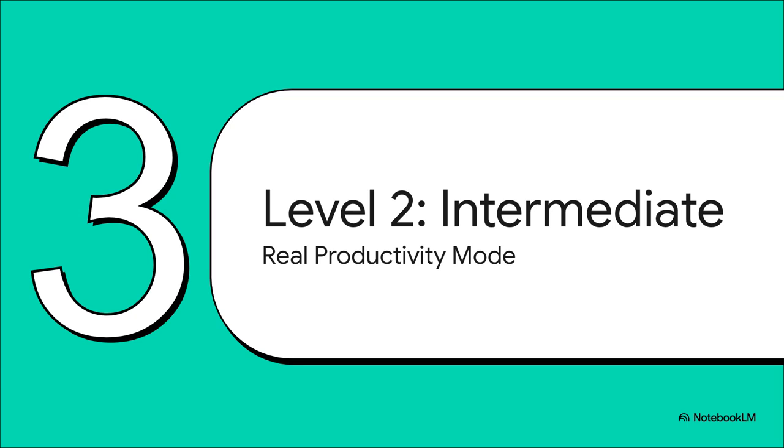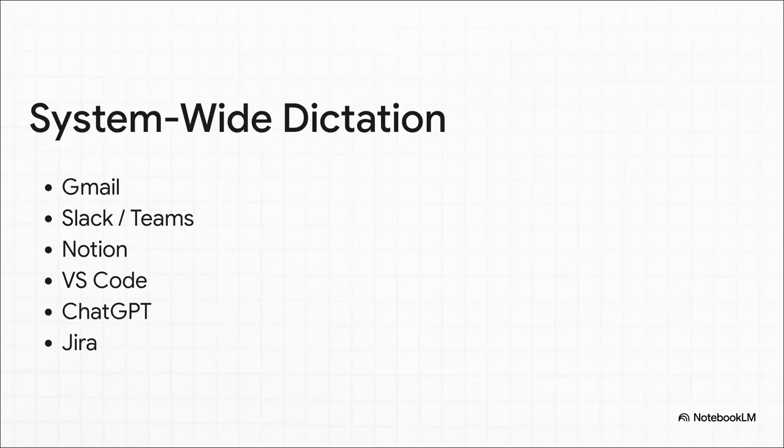Okay, setup is officially out of the way. Let's move on to level 2. This is where we get past just basic dictation and start to unlock what the source material calls real productivity mode. This, my friends, is where the magic really starts to happen. And here's the key. It works everywhere.